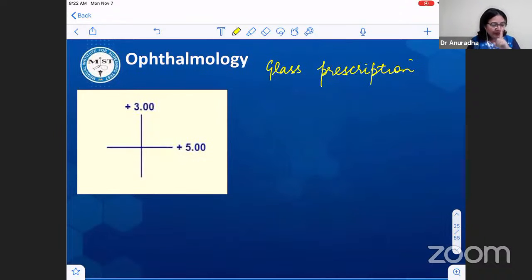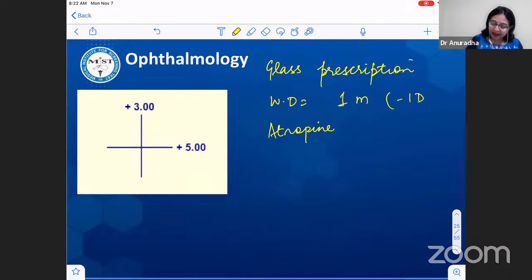So here you have to mention what the conditions are. Here they have mentioned the working distance, 1 meter, and they also used cycloplegia, that is atropine. Once these are the conditions, you have to make correction for working distance and for atropine. So if 1 meter working distance is there, you will subtract -1 diopter. You have to subtract the reciprocal of the working distance. For atropine, we subtract 1 diopter for the cycloplegic correction.